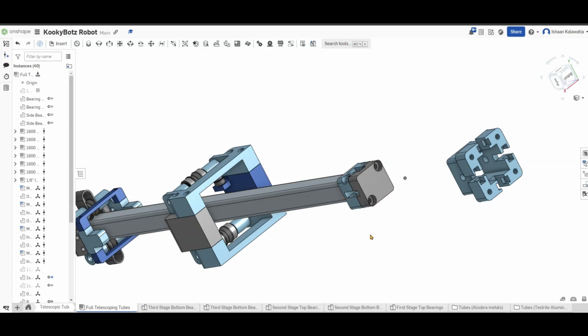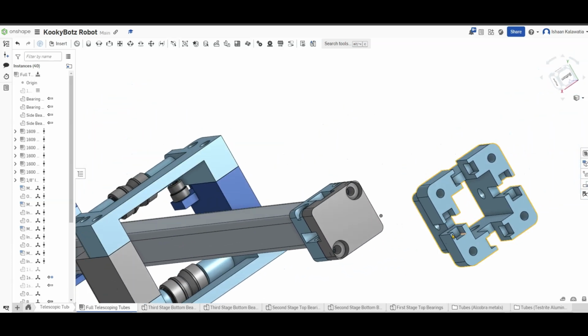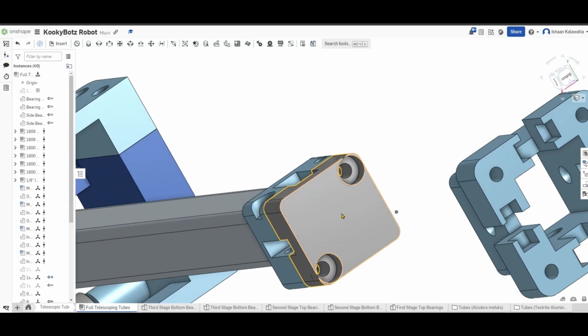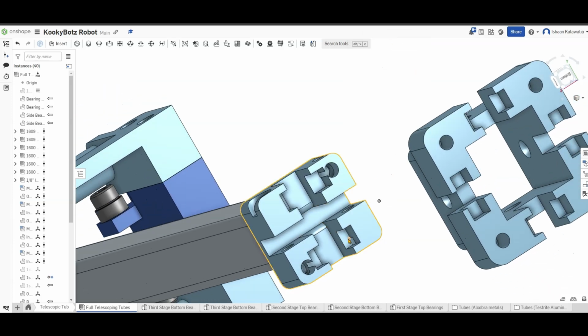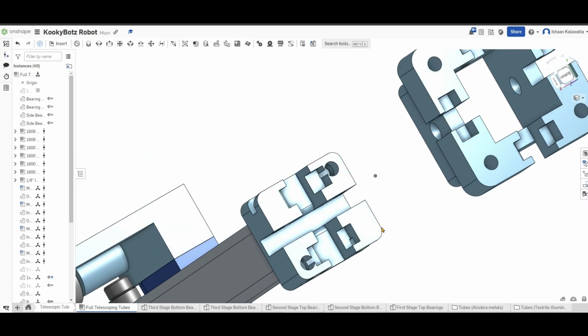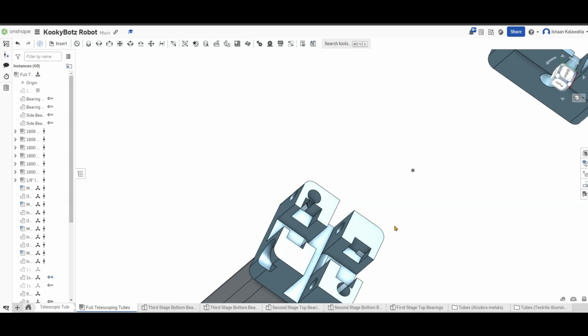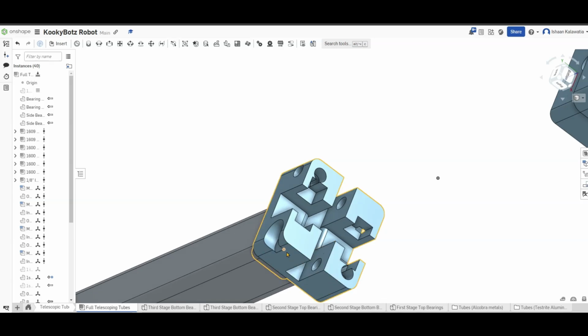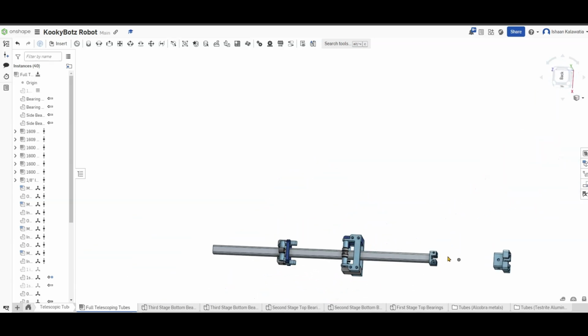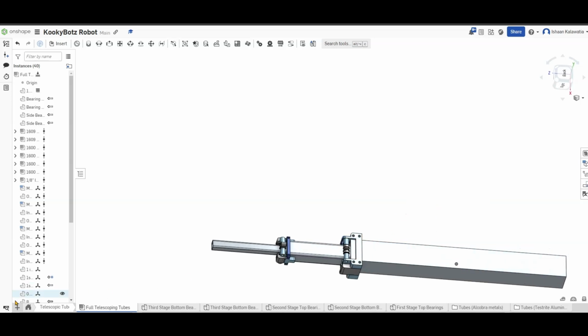Attached to the third stage here, we have a similar assembly, just a bit smaller. Over here, again, we have a cap, and then the same two pulleys attached with dowel pins. And the only difference here is that the supporting bearings are attached via some screws. So these were the telescoping tubes.